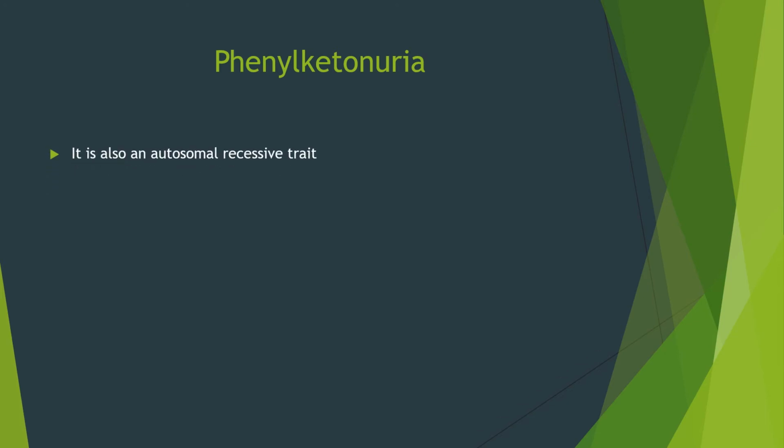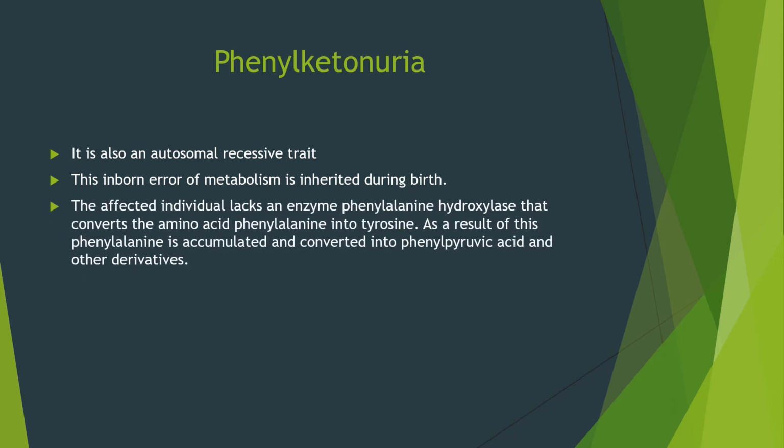Phenylketonuria is also an autosomal recessive trait. This inborn error of metabolism is inherited during birth. The affected individual lacks an enzyme, phenylalanine hydroxylase, that converts the amino acid phenylalanine into tyrosine.